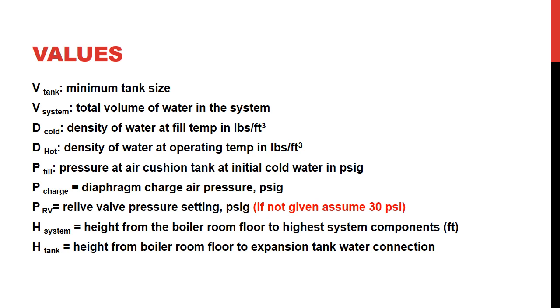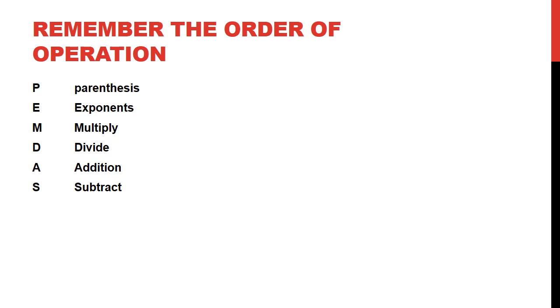So again, these are the nomenclature for all the stuff we have in this formula. So the PSI for the relief valve is 30, volume of the tank, minimum size of the tank, V the system, D is the density for the water, hot and cold, P fill or P charge, PRV, height of the system, and height of the boiler room. So if you follow these things, it should make sense. We go with the math.